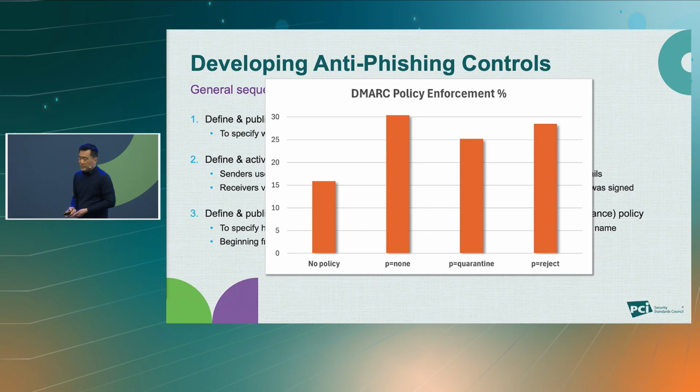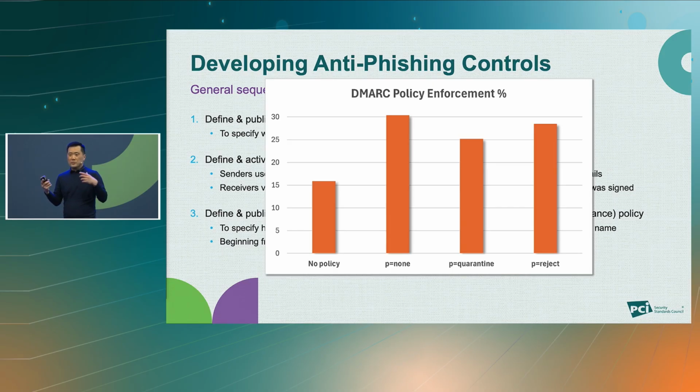Starting from the left, no policy is about 15%. So 15% of the PCI-related organizations have not reached a stage of doing DMARC. They are still in the process of doing DKIM or SPF. The next one is p equals none, so the policy is none. Most likely they have one or two in place. They either have SPF or DKIM in place, but they are not very confident of it yet.